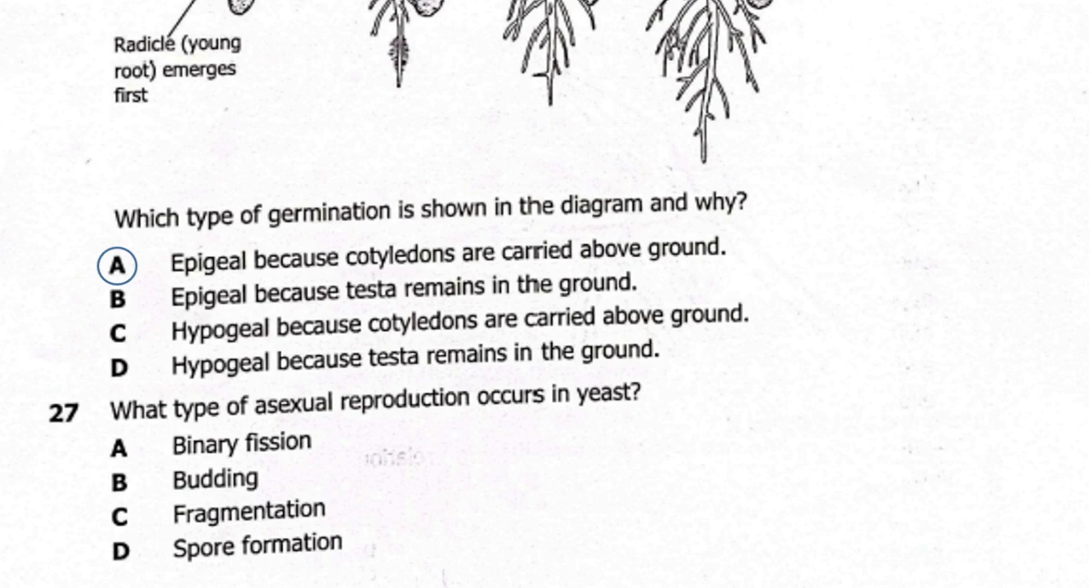Question 27. What type of asexual reproduction occurs in yeast? A. Binary fission. B. Budding. C. Fragmentation. D. Spore formation. The correct answer here is B. Budding.